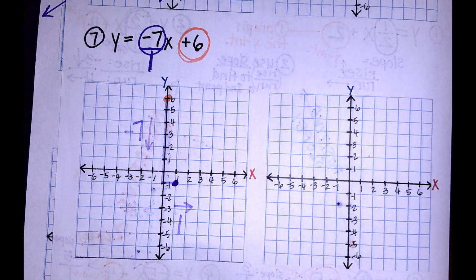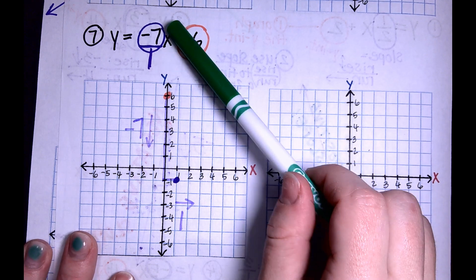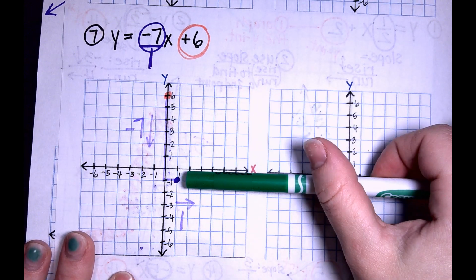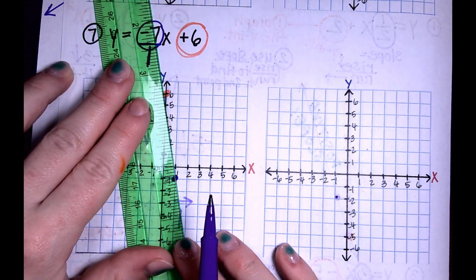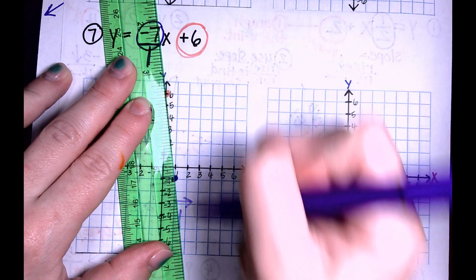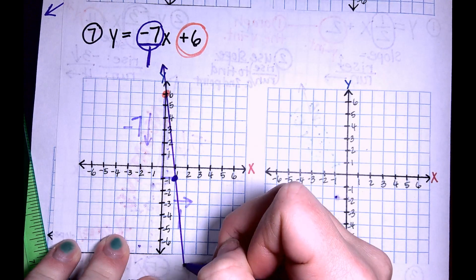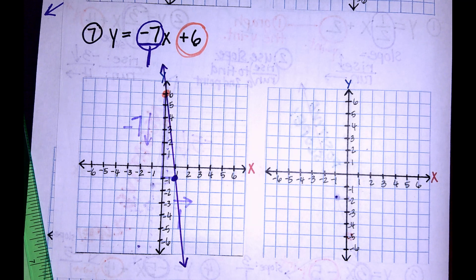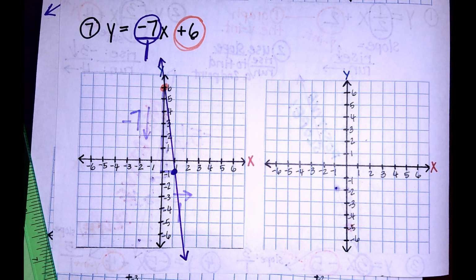Number 7 here, we have y equals negative 7x plus 6. We plotted our y-intercept at positive 6. We used our slope, negative 7 over 1. We went down 7. We went over 1. So now we just connect the dots. And we know we did it right because our line is moving downward for a negative slope. If our line is going up, we know we did something wrong. So there it is. There's number 7. Steep line.